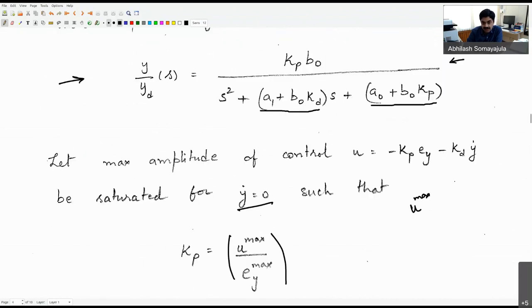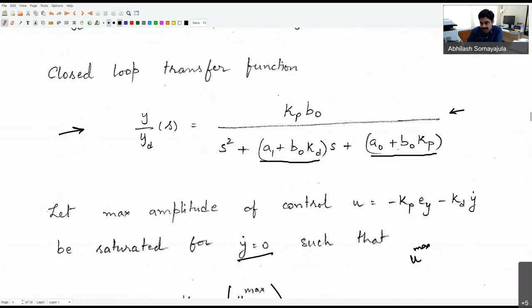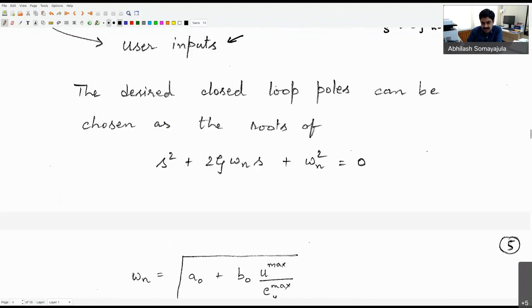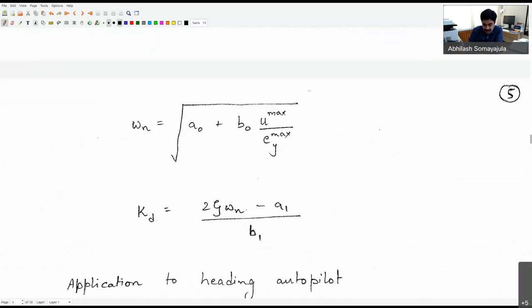So we have our value a naught plus b naught times kp is equal to omega n square. So a naught plus b naught times kp, but kp is written as u max divided by e max. And that is what is giving you this expression. Everybody with me so far? Similarly, I can equate the coefficients of s, and I'll see that my kd can be specified in these terms.